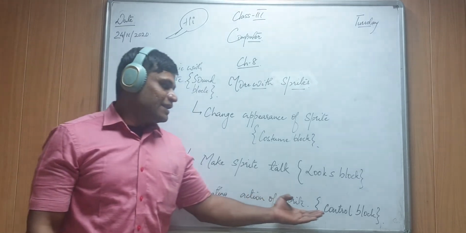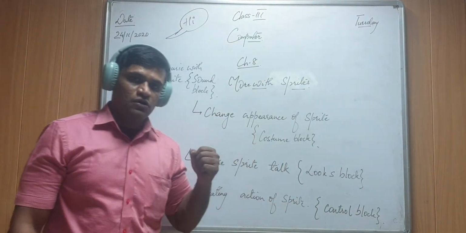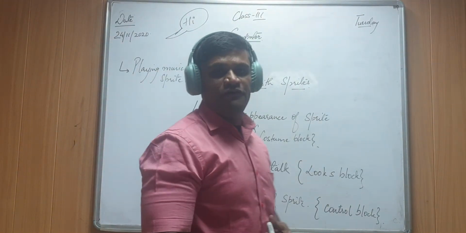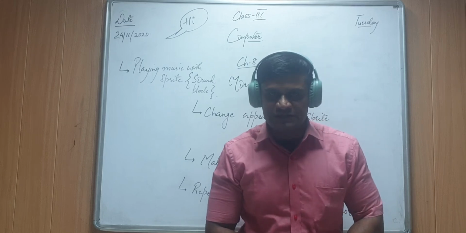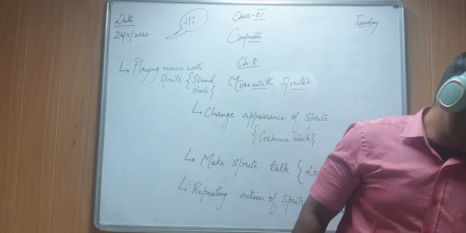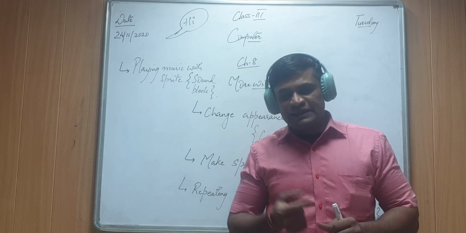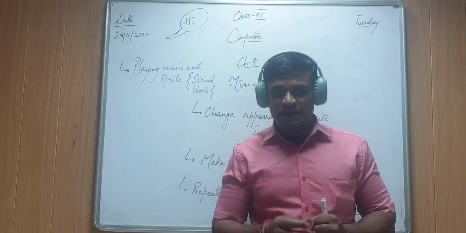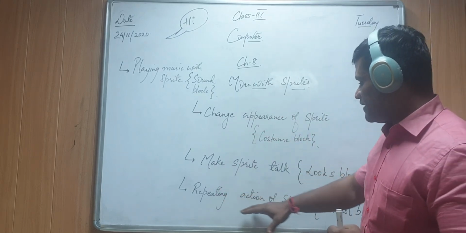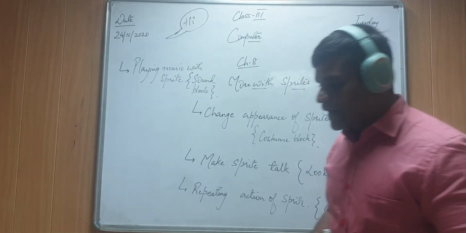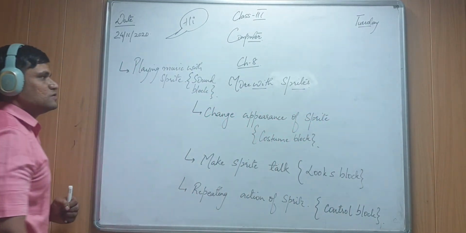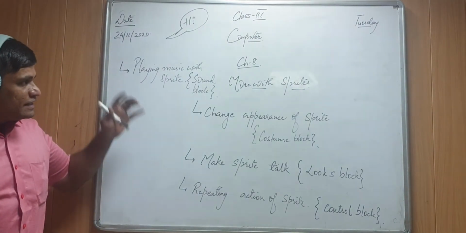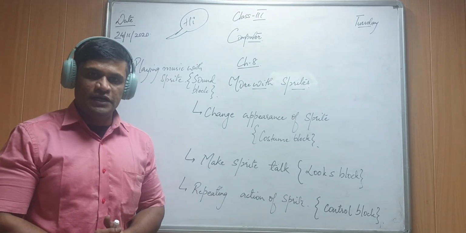Third, we have how we can use the control block to make an action repetitive for the sprite. For this I have given you an example which we did in chapter number 7 itself, when the cat was repeating the circular motion, or the colorful line trail. Those were the repetitive actions of the sprite. And the fourth part is how we can play music with the movement of the sprite, or in the background of the sprite. All these topics will be covered in today's session.